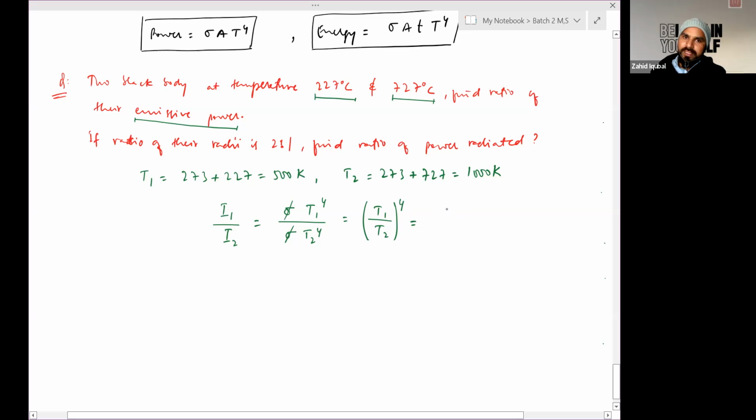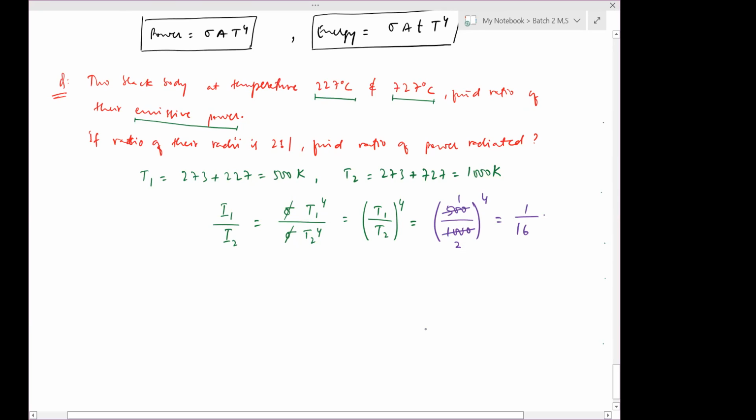If you put the value of T1 to be 500 and T2 1000, whole to the power 4, 500 times 2 will become 1000. So it will be 1 by 2 whole to the power 4. So it will become 1 by 16. Okay, Sumaira? Yes, sir.